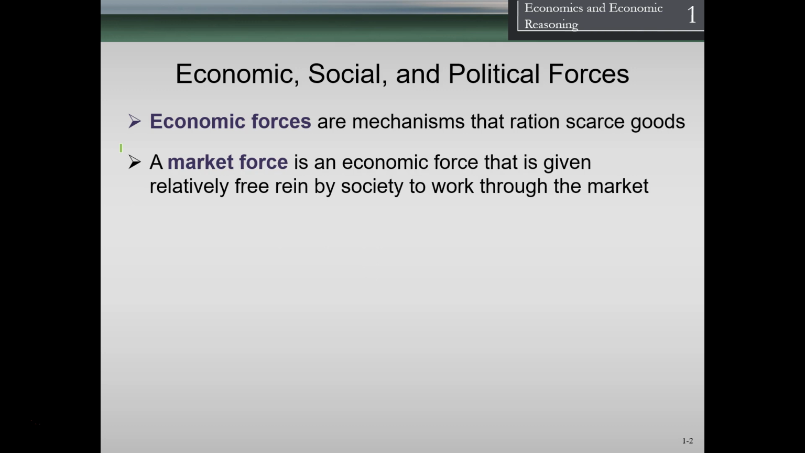A market force is an economic force that is given relatively free rein by society to work through the market. So when we think about a market force, now we're thinking about who is going to be making the decisions as to what should be produced, how much should be produced, and who it should be produced for, who gets to consume it. How will those things be decided? Well, one way is that we can try to use market forces, meaning that there's no individual, no committee involved in that. We're going to try to use the market forces, which we'll discuss more as we go.